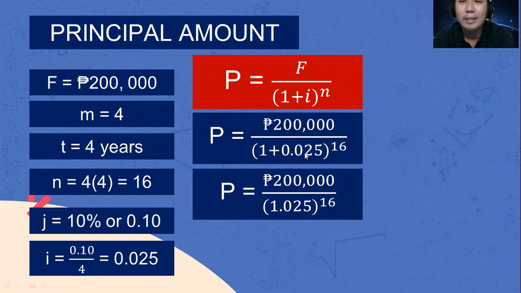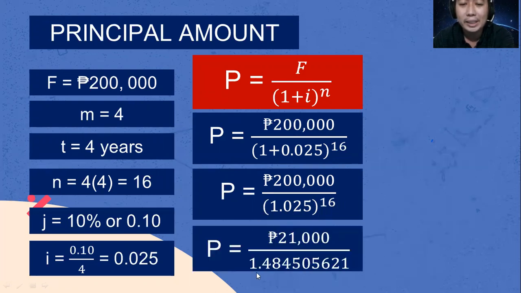We add 1 plus 0.025. That is 1.025. Then raise to 16. 1.025 raised to 16. The answer is 1.484505621. And the last step, divide the final value by 1.484505621.